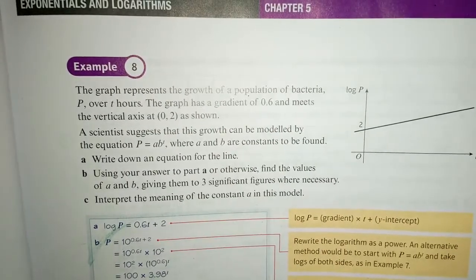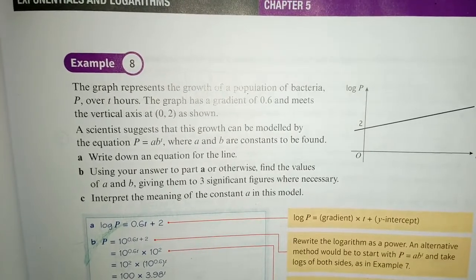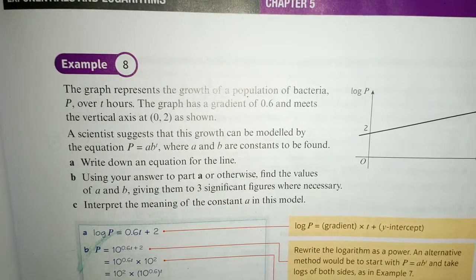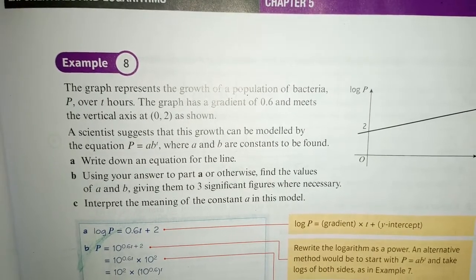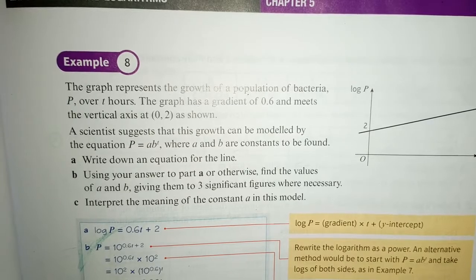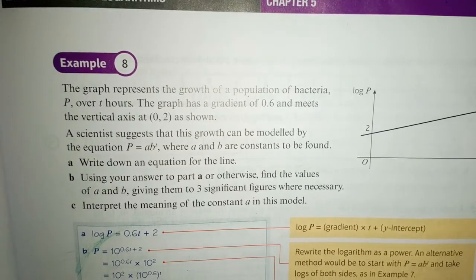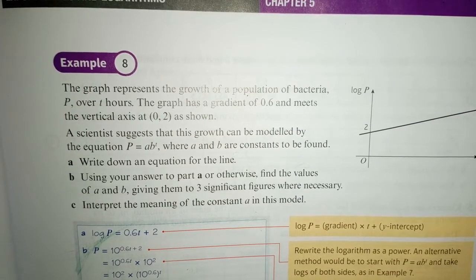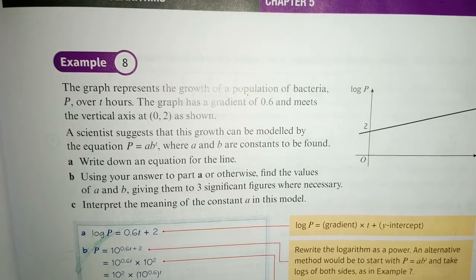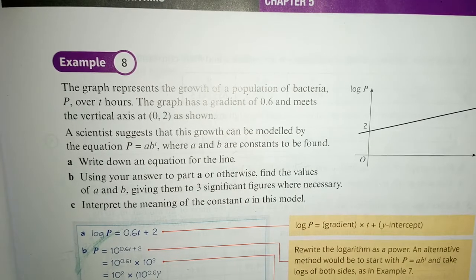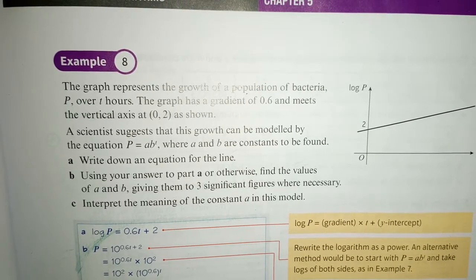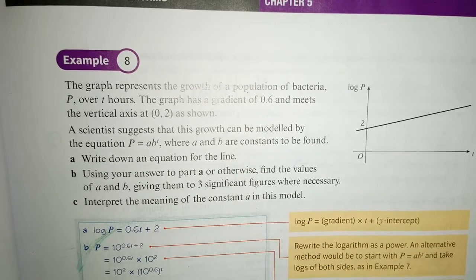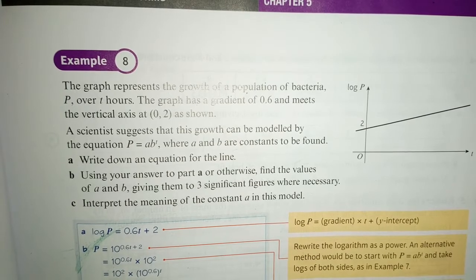And we are being told that the graph represents the growth of a population of bacteria P over T hours. The graph has a gradient of 0.6. It is important to note that it meets the vertical axis at (0, 2) as shown. A scientist suggests that this growth can be modeled by the equation P = AB^T, and please note only B is raised to power T, where A and B are constants to be found.